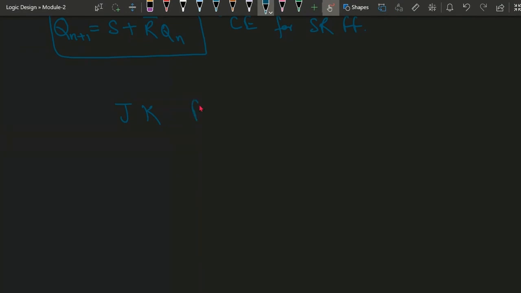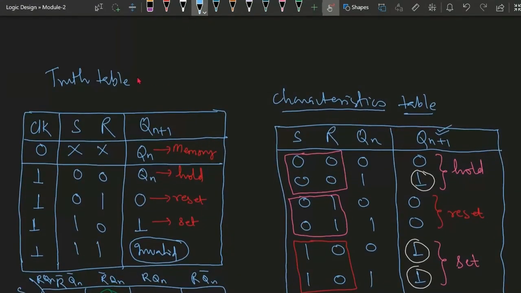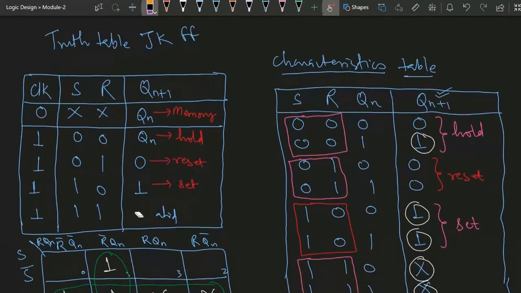Now for the JK flip-flop, the same way we need to find out the characteristic table and excitation table. In the truth table of the JK flip-flop, there is a minor difference. So what is the difference? The difference is here: whenever there is a 1-1, it will work in toggling mode.